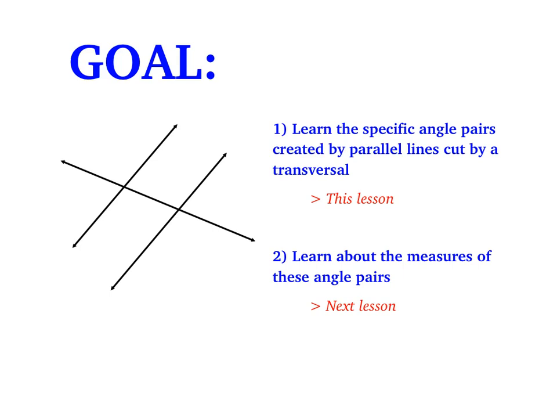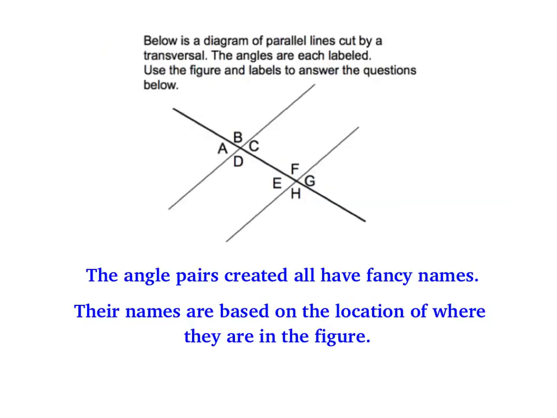Once we start to master that, we'll then move on to what we know about the measures of those angles, and how we can use what we know to solve for missing things. If we look at this example of parallel lines cut by the transversal, there are 8 distinct angles that are created. Here they're labeled A through H. We're going to use that figure to help us create labels for these angles. The good news is, while they have fancy names, the names are really describing the location of these angles on that diagram. I'm going to walk you through that next.